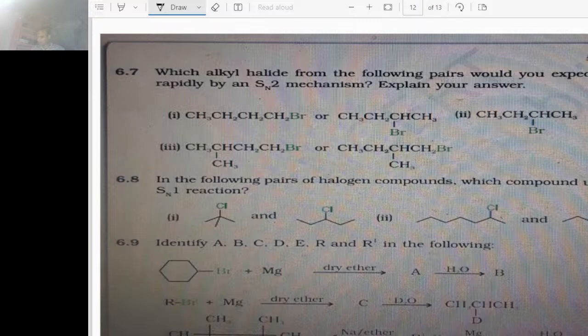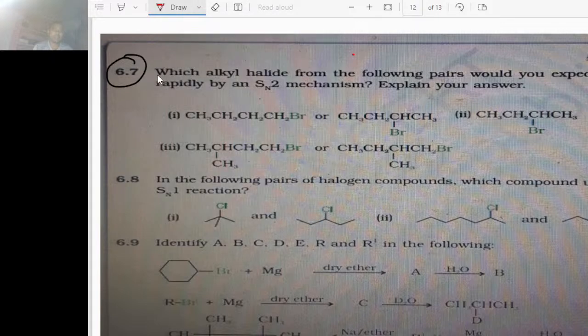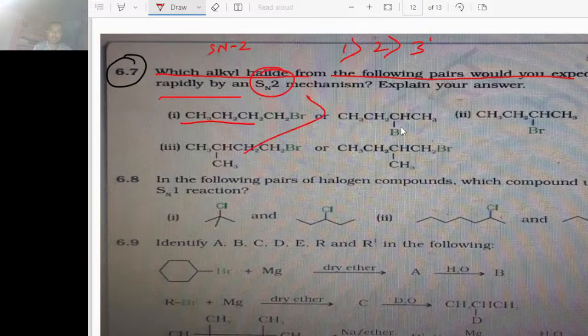Good. Thank you. So, student, first let's see question number 6.7. Which alkyl halide from the following pair would you expect to react more rapidly by the SN2 mechanism? Explain your answer. So for SN2, student, what is the order? It is 1 degree first, then 2 degree, then 3 degree. So here you see this is 1 degree, so it will be faster than 2 degree. So the correct answer is the first one.